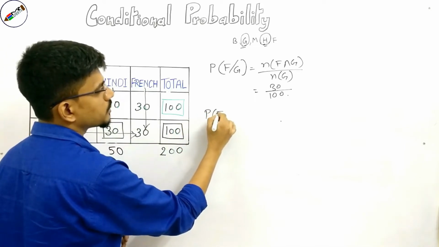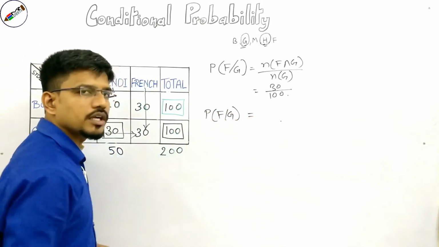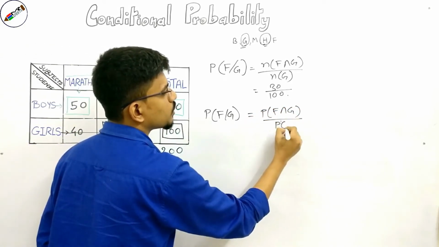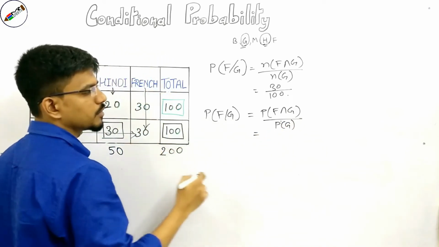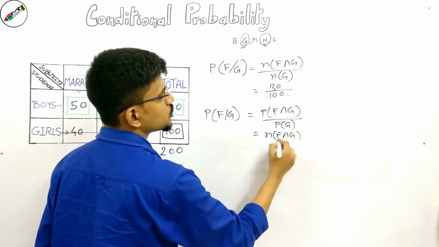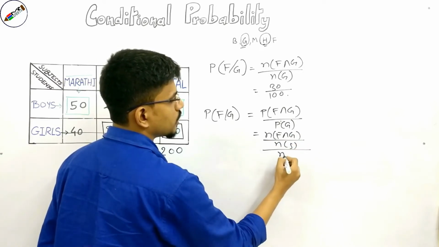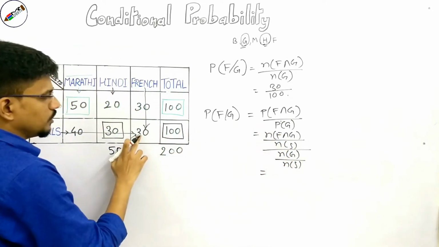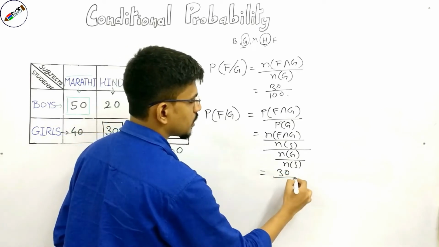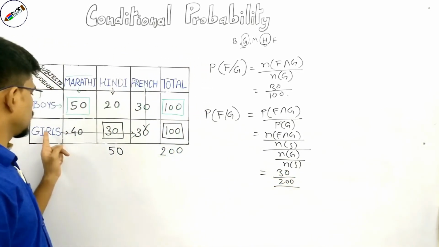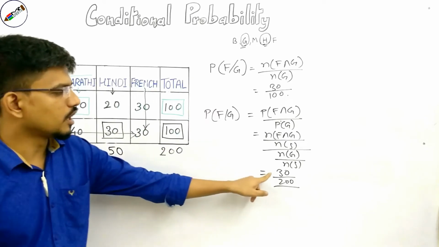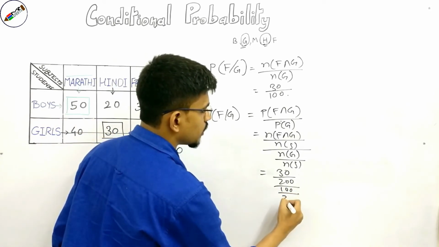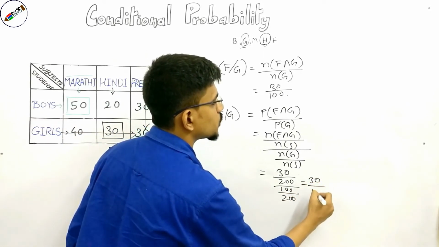Now let us go by the formula which we have derived. P of F intersection G upon P of G. Now what is P of F intersection G? It is nothing but number of F intersection G upon number of S upon number of G upon number of S, which is nothing but 30 upon 200. As you can see, F intersection G is 30 upon 200 and G upon S is nothing but 100 upon 200, which is again giving you the answer as 30 upon 100.